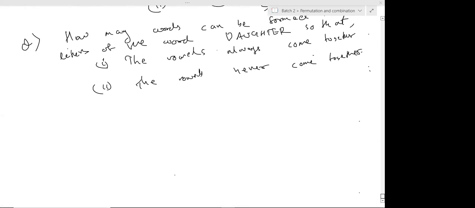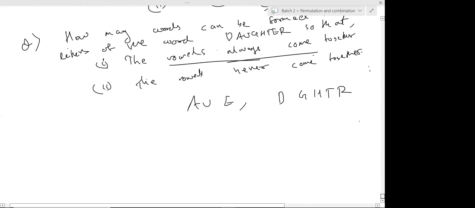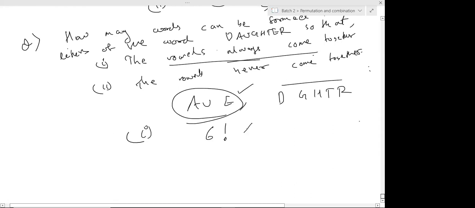All right. So the vowels are A, U, E. The remaining letters are T, G, H, T, R. Right. So we need to keep the vowels together in the first part. So for the first part, let's make a bundle of them. So one unit is this, the remaining is 5. So 6 factorial. Into they can be arranged internally because they are different. So 3 factorial. Right, this is the answer to the first part.